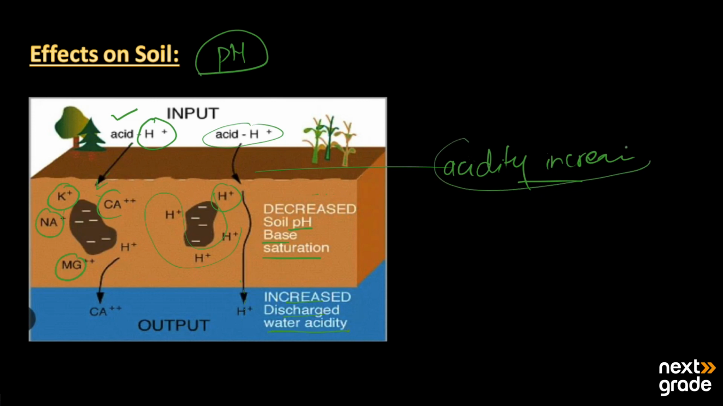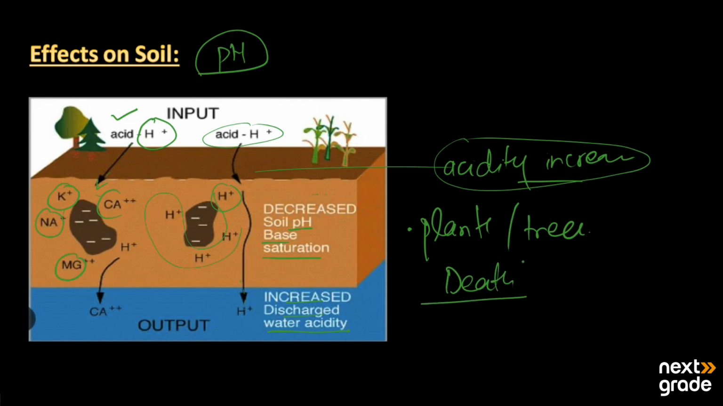It means when the acidity of the soil increases, in turn it may harm the plants and the trees and cause the death of the plants. Why does the pH decrease? Because the rain that falls contains H2SO4 and HNO3. They add up the hydrogen ions in the soil. In turn, the pH of the soil decreases and it becomes more acidic, and it is not a favorable condition for the plants to grow.